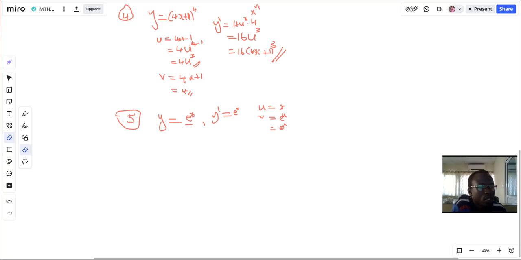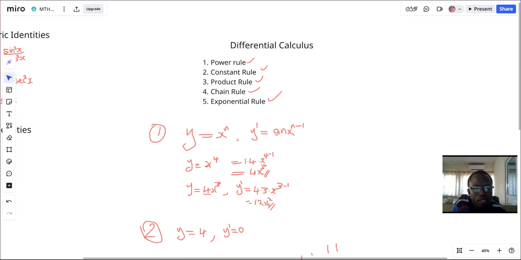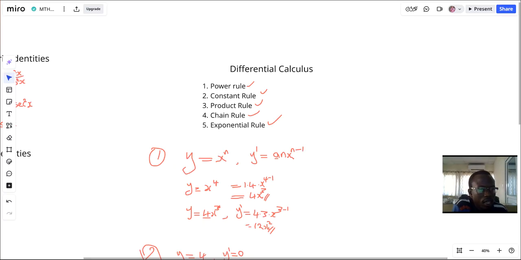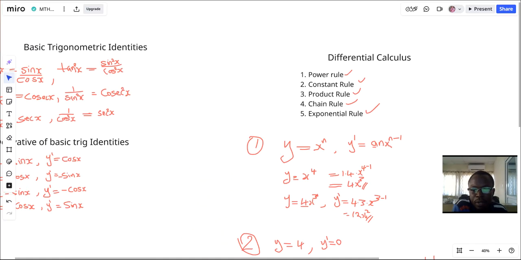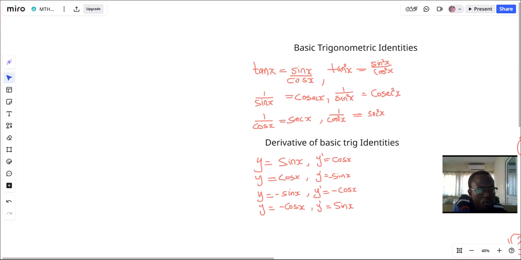Okay, now since we are done with the basic rules of calculus, let me also take us back to trigonometric identities. I believe the name sounds familiar. When you are dealing with trigonometric identities, wherever you see tan x, it is the same thing as sin x over cos x.